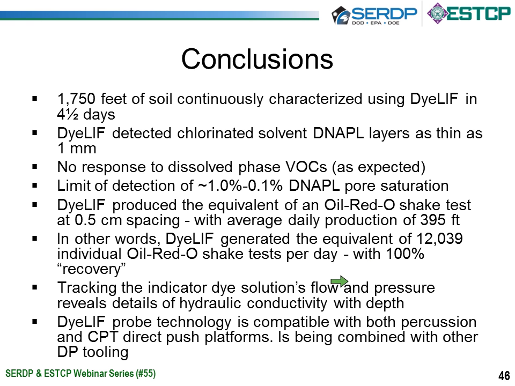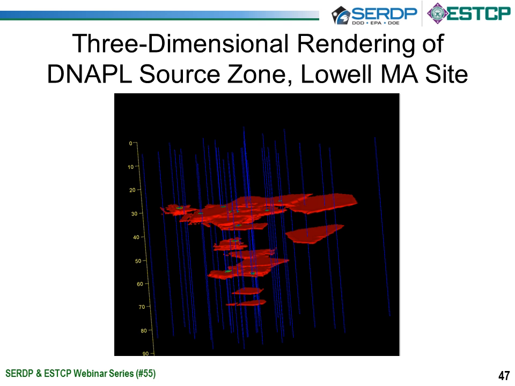Tracking the dye solution's flow and pressure reveals details of the hydraulic conductivity with depth, and the probe technology is compatible with both percussion rigs like Geoprobes that are hammering, as well as CPT tooling and platforms, and it's recently now been married to a CPT sensor so that it can be combined with other direct push technologies.